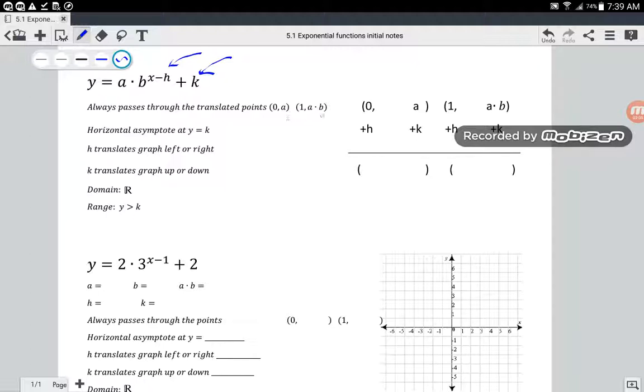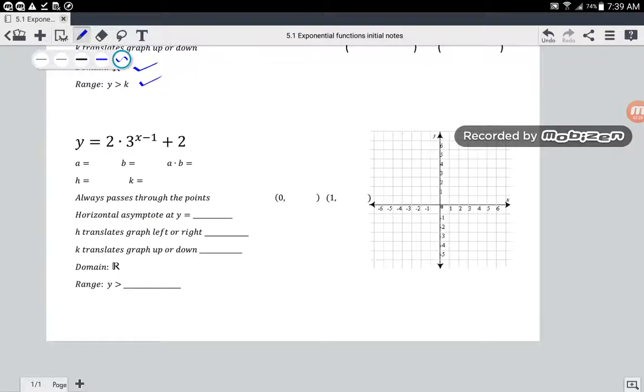We're going to start with these points (0, a) and (1, a times b). The horizontal asymptote is going to be wherever k is, because that's what moves the graph up or down. H moves left or right, opposite of the sign. Domain is still all real numbers. Your range is just going to start at the horizontal asymptote and go up from there.